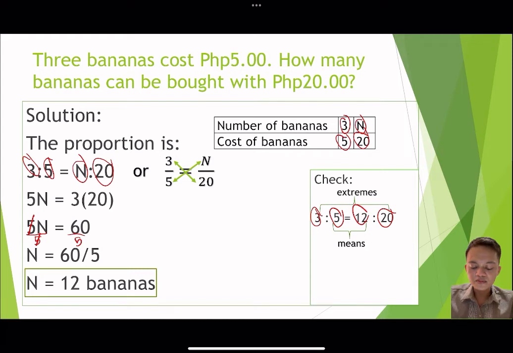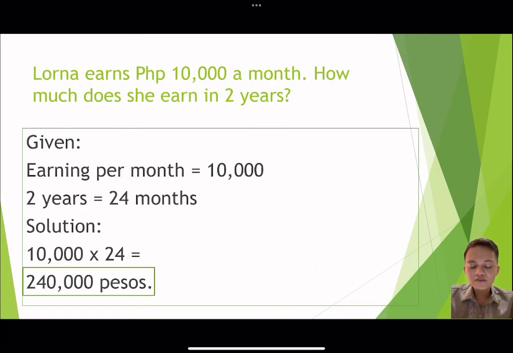So, for our given, earning per month is 10,000 and in 2 years, there are 24 months. We are just going to multiply 10,000 by 24, and that is 240,000 pesos. So, Lorna will earn 240,000 pesos in 2 years.